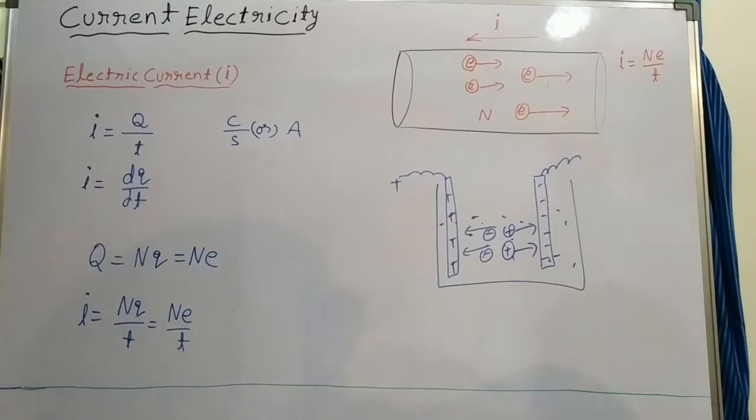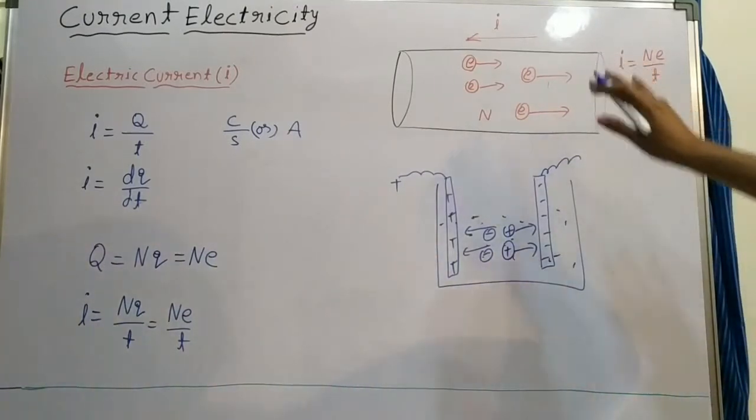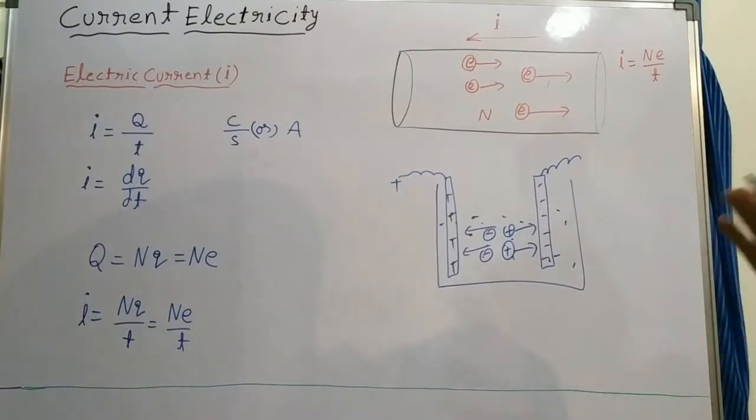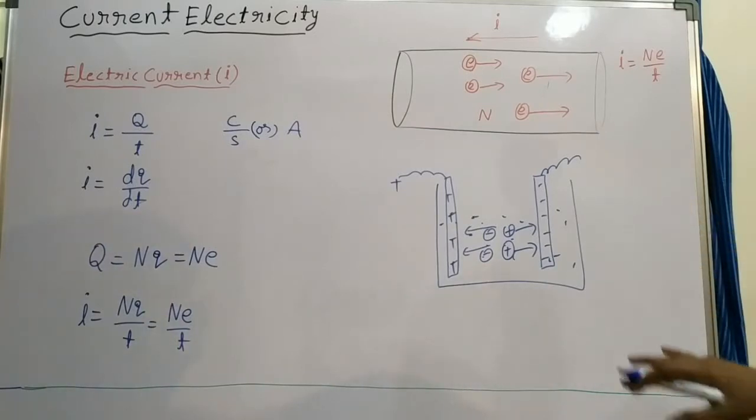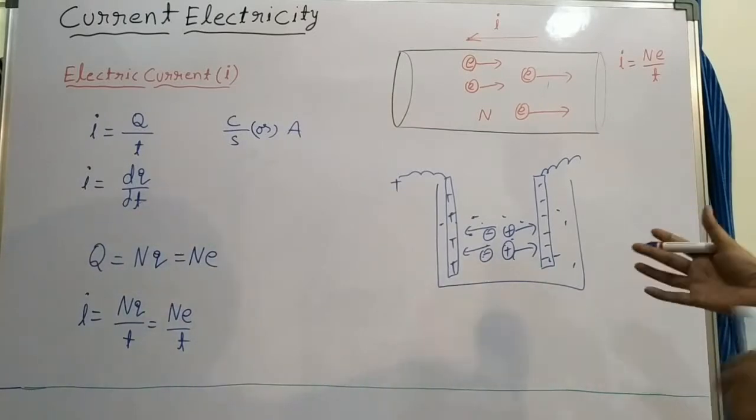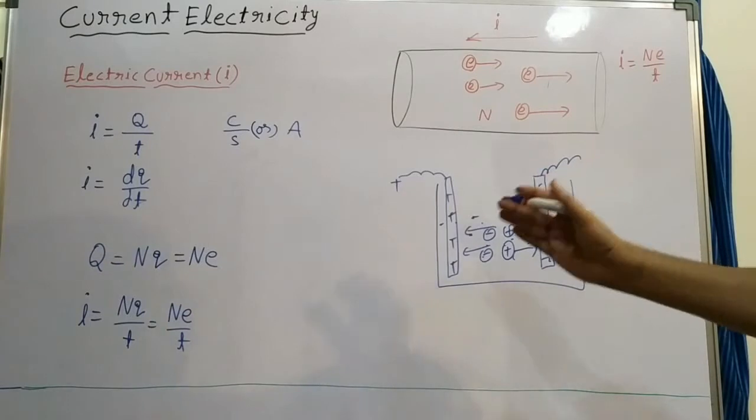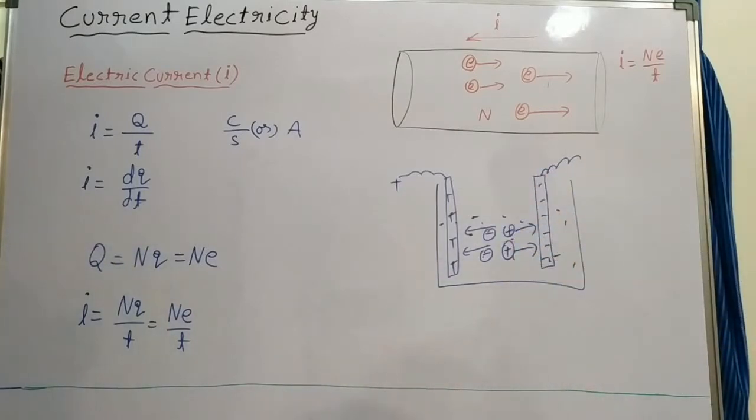In this case, how much current is flowing in the electrolyte? In solids only electrons are moving, no positive charge is moving. Why? Because positive charge is inside the nucleus, which is fixed in solids. But in electrolytes, the whole atom, the whole nucleus is moving. Due to that, positive charge is in motion and negative charge is also in motion.